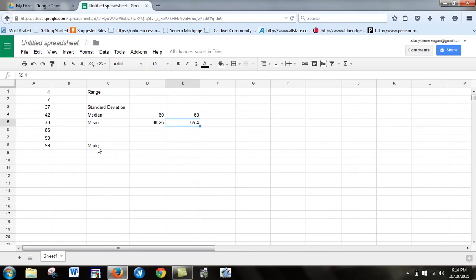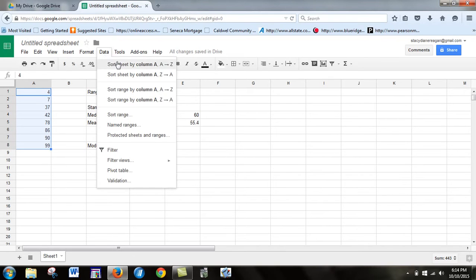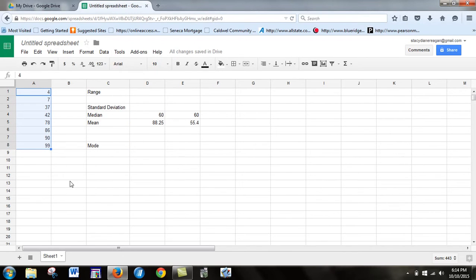Now for mode, mode is the one that Google is not accurate at all. So what you want to do is sort your data like I showed you by highlighting, go under data, and sort. So it sorts it for you. And you want to look at your data. Mode is the number that occurs most often. In this set of numbers, we do not have one number that occurs more than once. So we would say we have no mode.